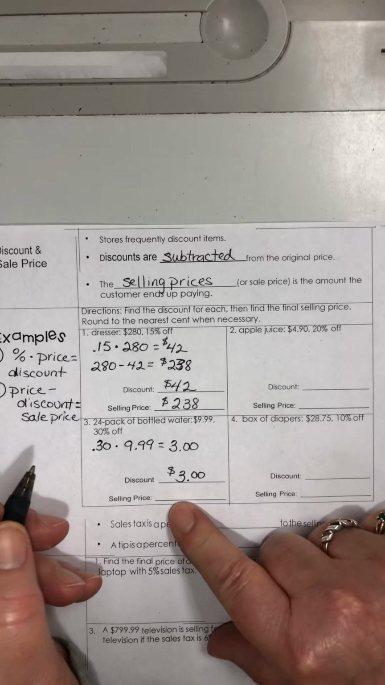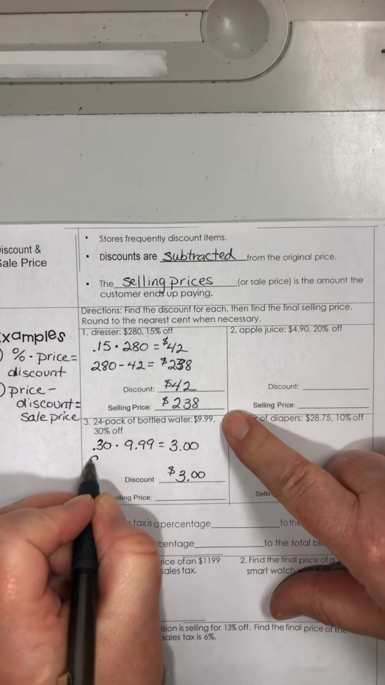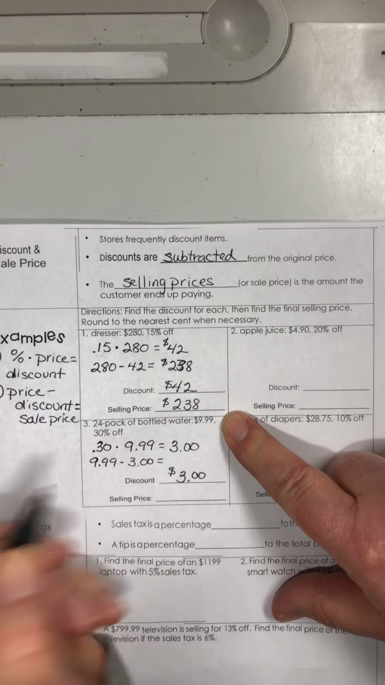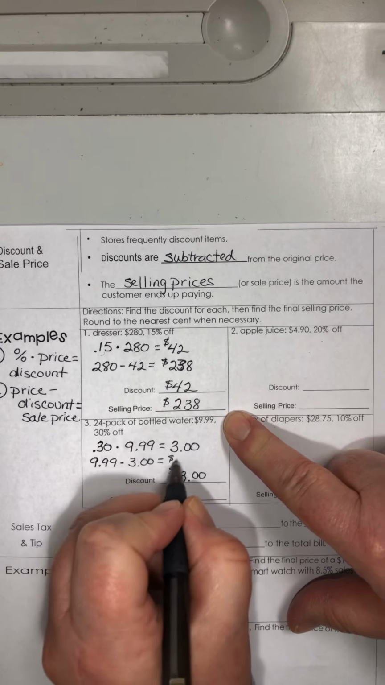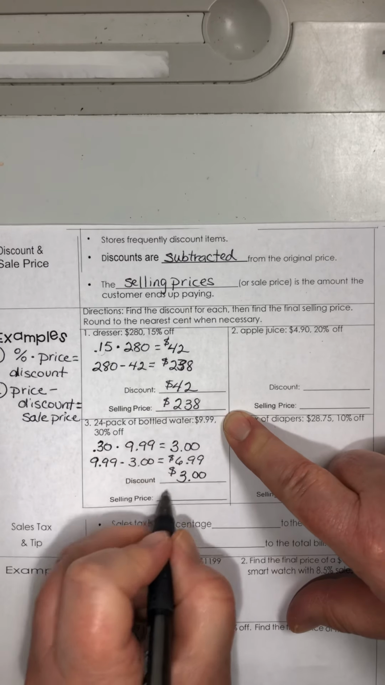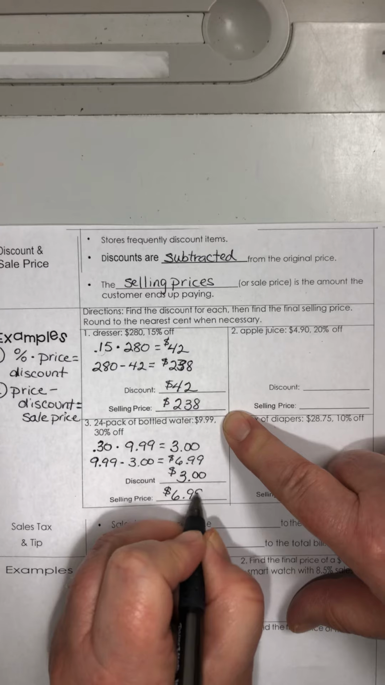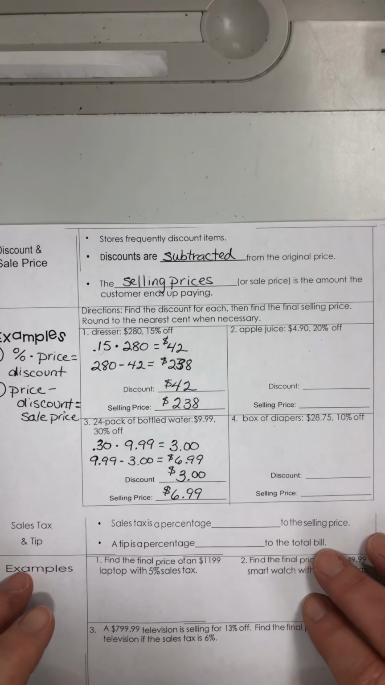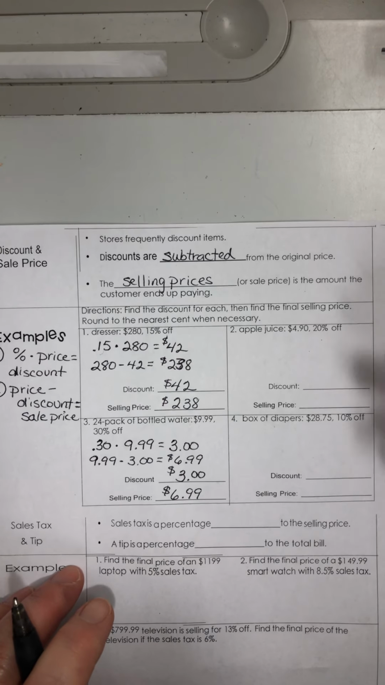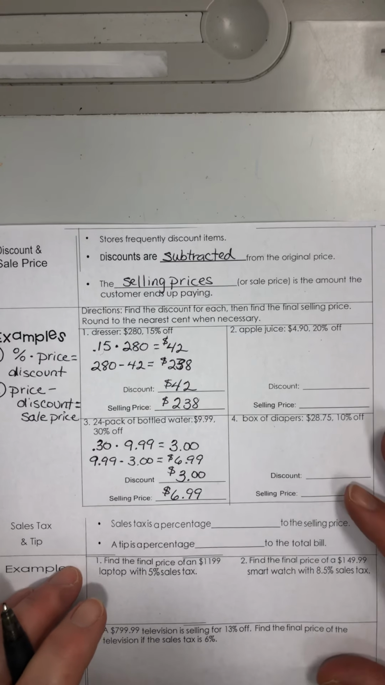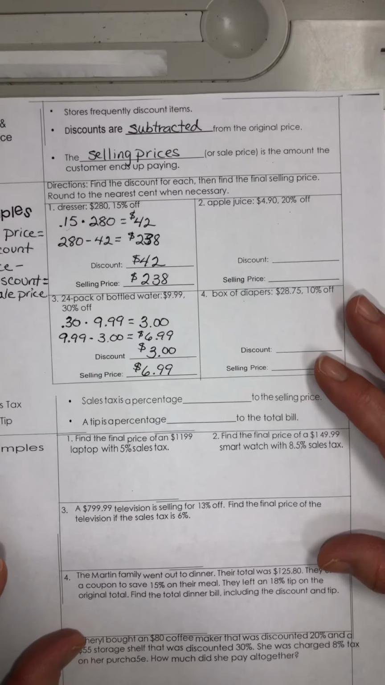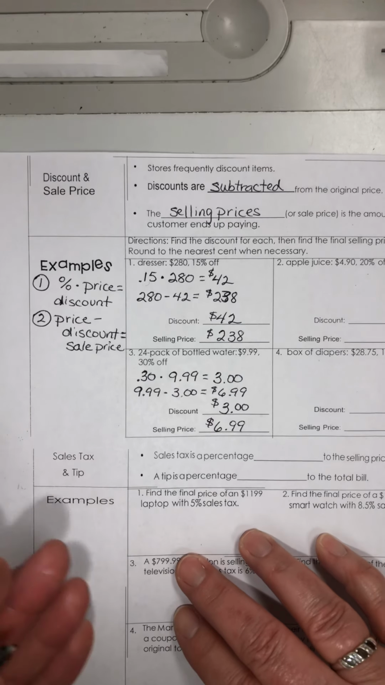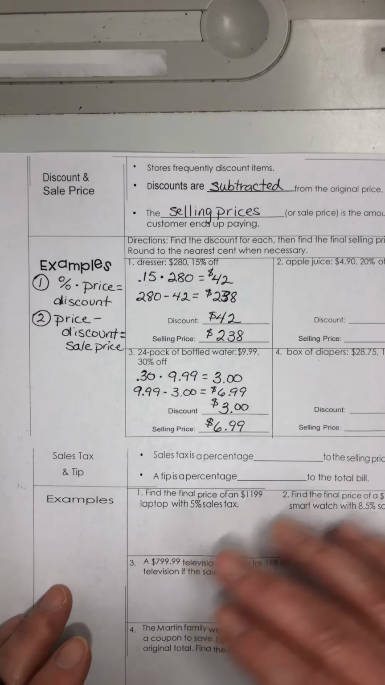Okay, next we want the selling price. So we take the original price, take off the discount of $3, and if we subtract $3, we should get $6.99. $6.99 is what you would pay. Okay, so if you'd like, you could pause the video now and do numbers 2 and 4, or you can wait until the end. Okay, so again, that was a 2-step. Discount is taken off, so we subtracted off the original price.